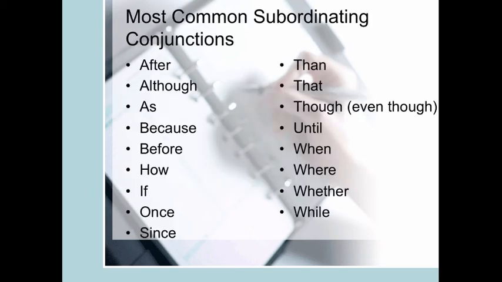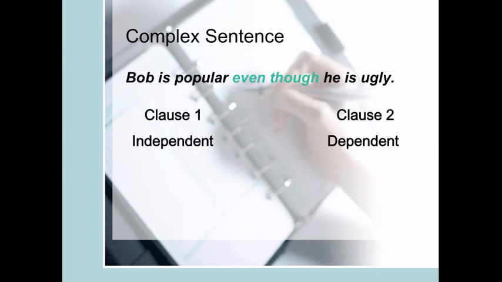So here's a list of the most common subordinating conjunctions. And these can also be found in your Kirszner and Mandell text. So here's the sentence. Bob is popular even though he is ugly. If you take this clause, Bob is popular, it stands on its own. It's an independent clause. But if you take even though he is ugly, it becomes a dependent clause because even though is a subordinating conjunction. Even though he is ugly is not a complete thought. It is not an independent clause. We have our independent clause, no punctuation, dependent clause.